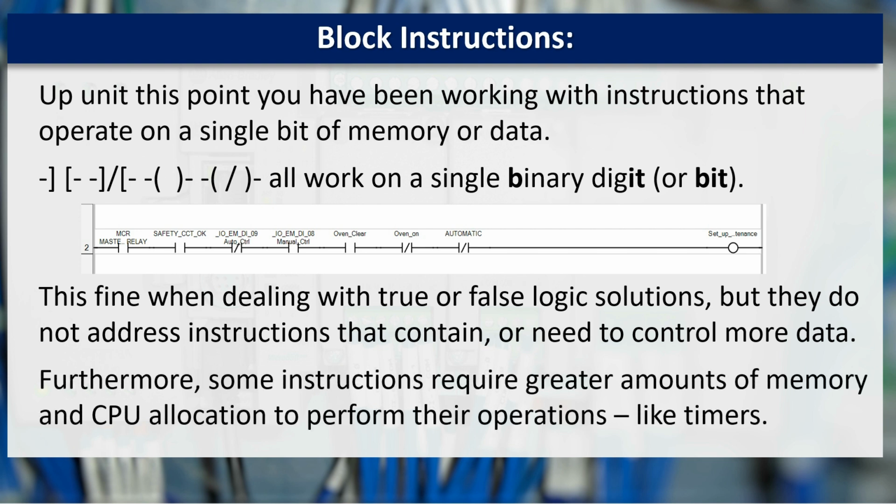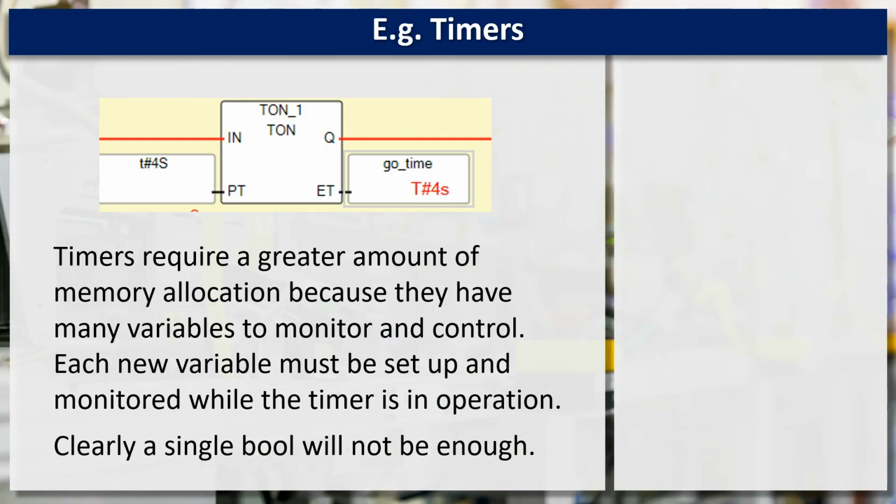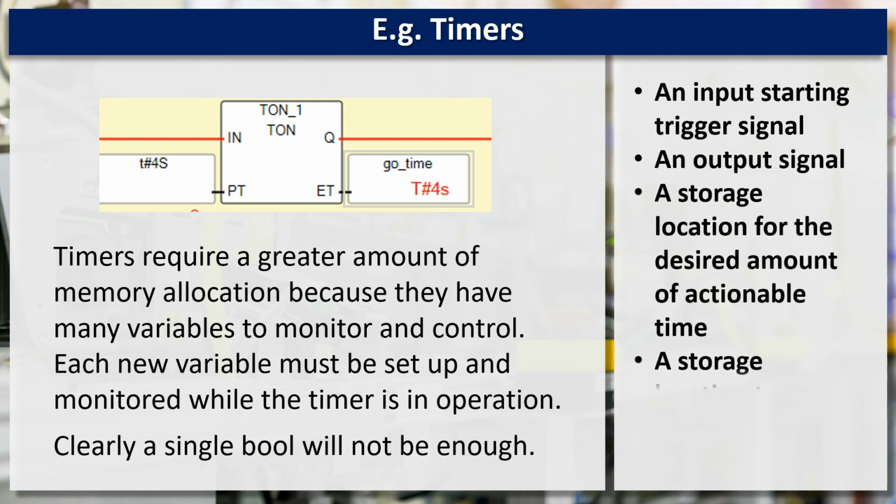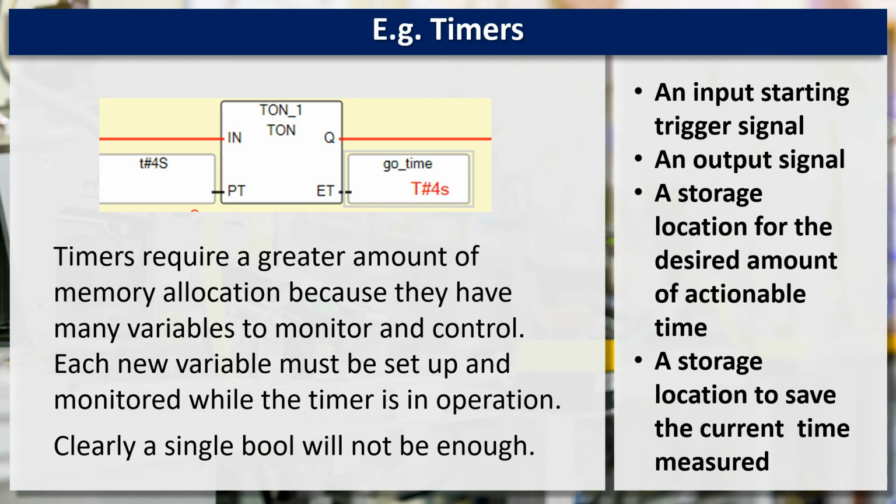Furthermore, some instructions require greater amounts of memory and CPU allocation to perform their operations, like timers. Timers, for example, require a greater amount of memory allocation because they have many variables to monitor and control. Each new variable must be set up and monitored while the timer is in operation. Clearly, a single bool will not be enough.